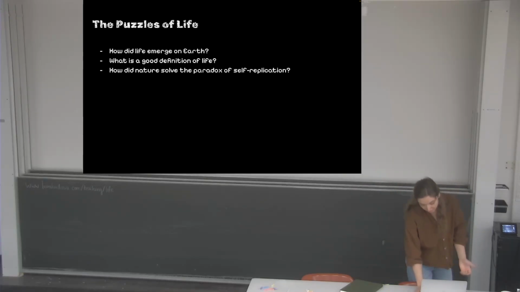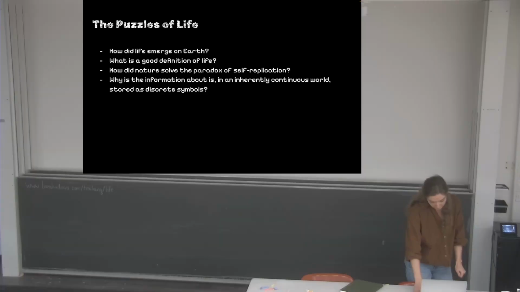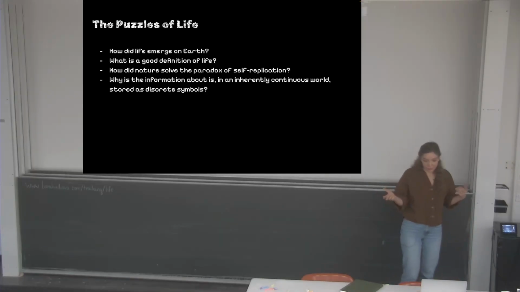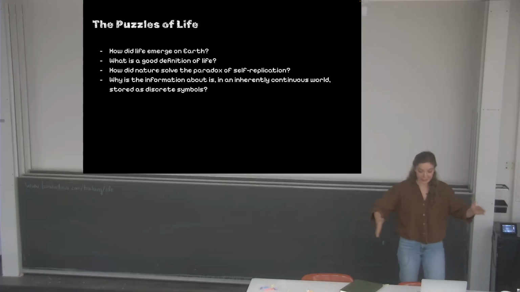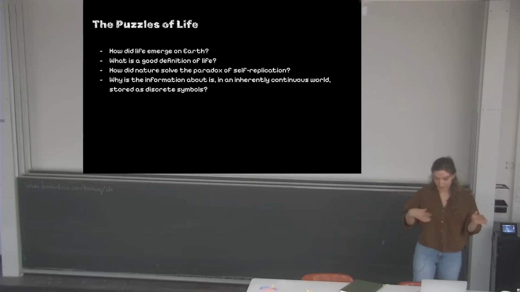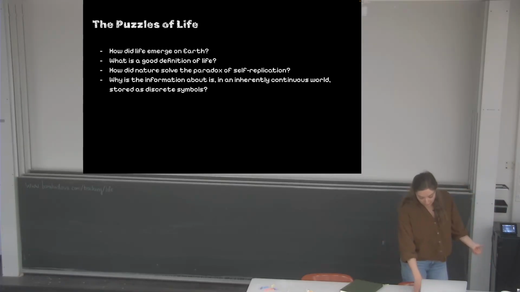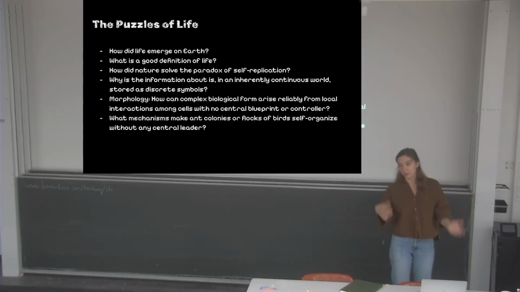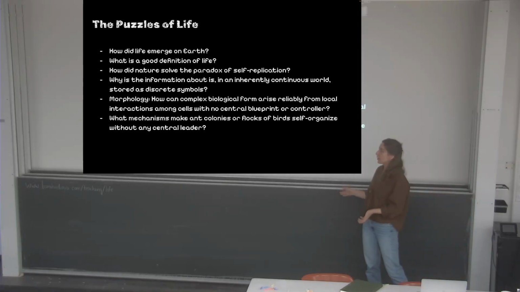So this question is actually partially resolved. And when it comes to the way information is stored about us in this inherently continuous world, at least on the scale that we perceive things, how come it's stored as discrete symbols? Then to illustrate two more questions about self-organization.